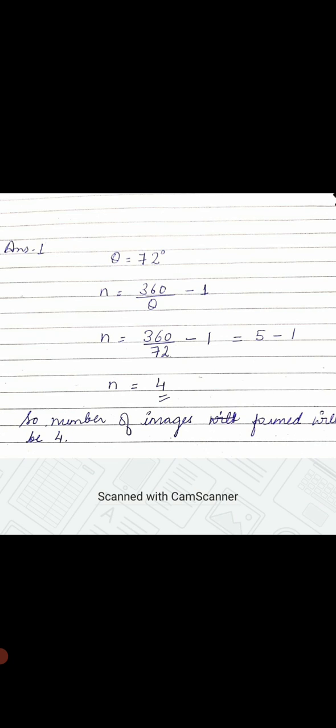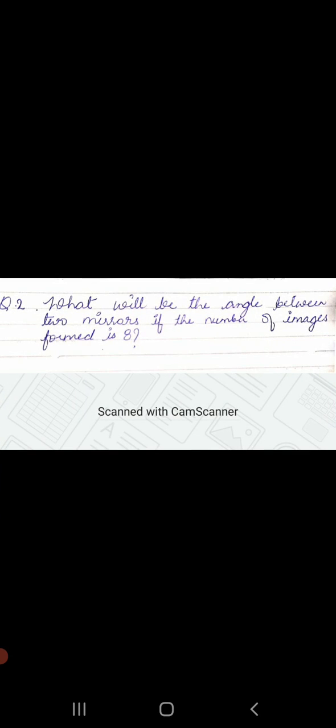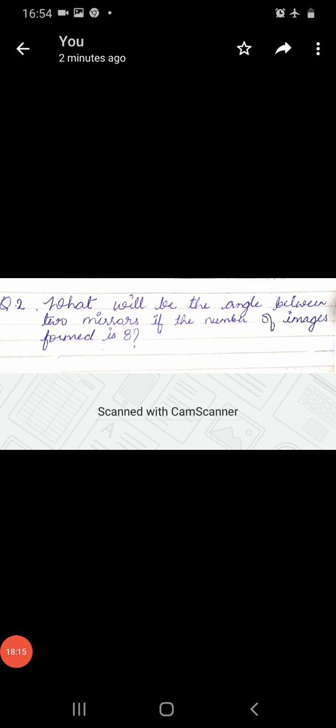So I hope you're now able to understand how the formula will give us the number of images formed by the mirrors by having the angle between them. We will go ahead and do one more question here. The question states, what will be the angle between two mirrors if the number of images formed is 8? Now this is a different question from the previous one, as we have the number of images here, which is 8, and we don't have the angle here. So we need to find out theta, and we have the value of n here.